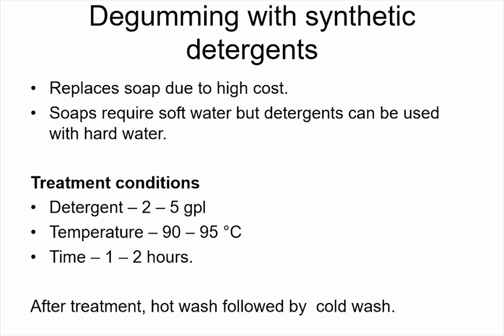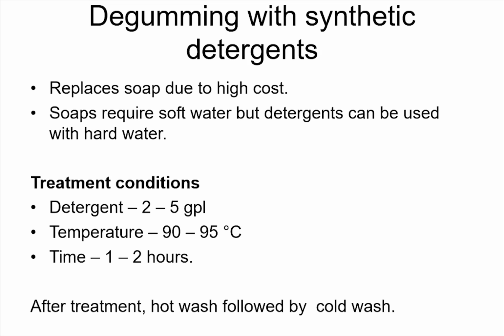So the next one is degumming with synthetic detergents. It replaces the natural soap, because natural soaps are costlier, and moreover the natural soap requires soft water to degum the silk. Whereas these detergents are more effective even in hot water. The condition for degumming: you have to use 2 to 5 gpl of detergents at 90 to 95 degrees Celsius for 1 to 2 hours.